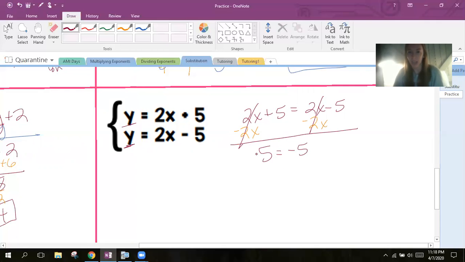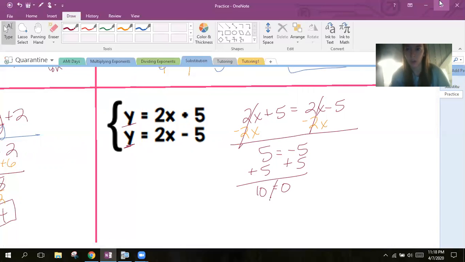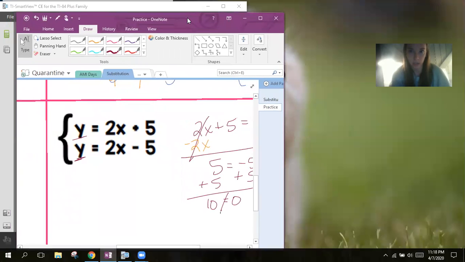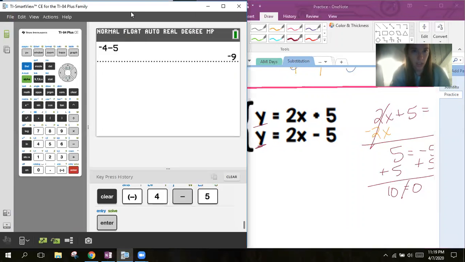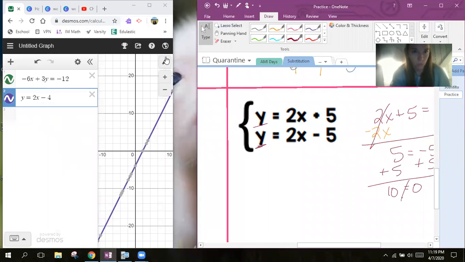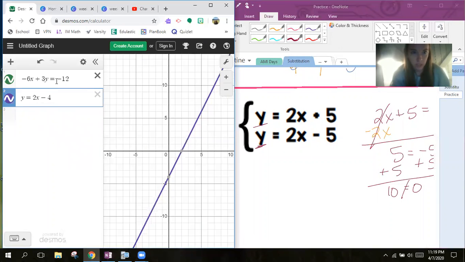Now, I can't really move it to either side. I could add 5 over here if I wanted to, and that would be 10 equals 0. But we know that it doesn't equal 0. So this one is one of those weird ones that comes out with a weird answer. Let's graph it and see why. The solution is the point where they intersect, so why are we getting a weird answer when they're supposed to be intersecting?